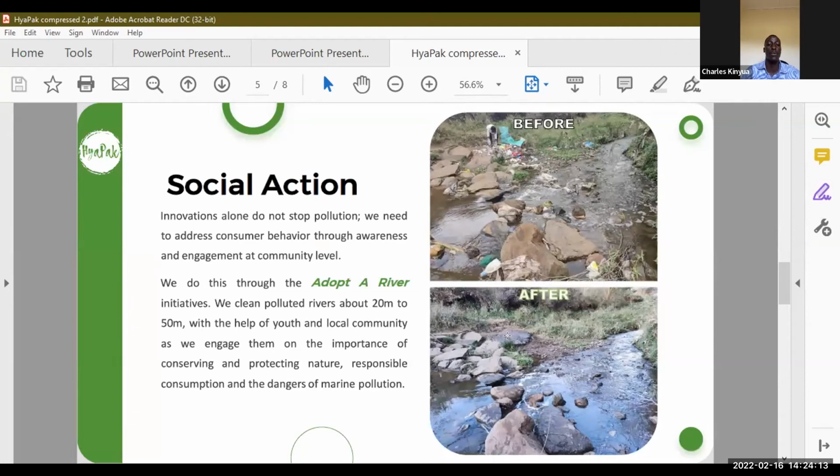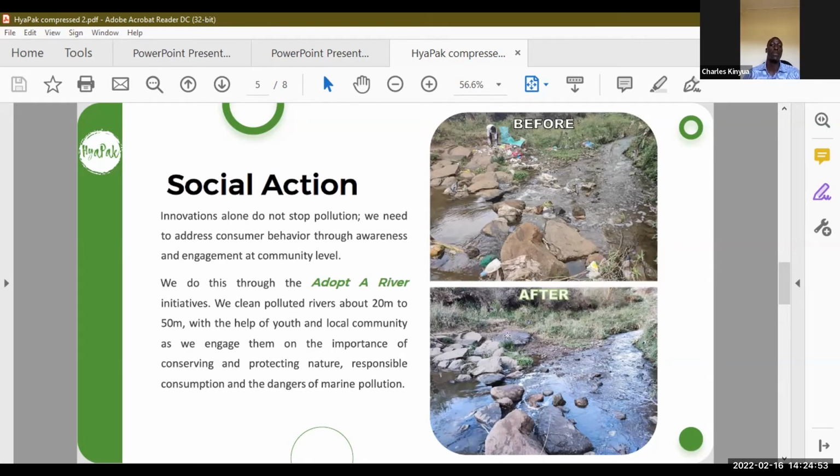And then we do a cleanup, we do data collection of knowing which companies we really need to address consumer behavior. For example, we find some companies have a lot of their wrappers in the river. So we use that to track back, from their production side, how well they can address this issue. That is a way of conserving and protecting nature, and also, through responsible consumption, we are able to tell people how well they can use our biodegradable Hyapacks products.